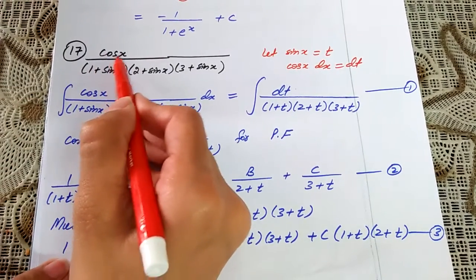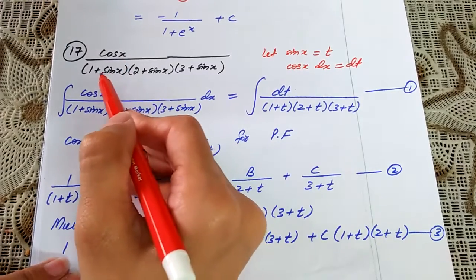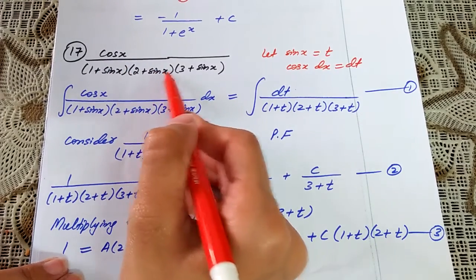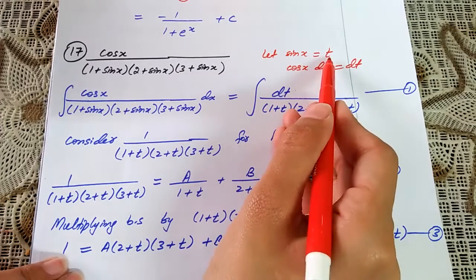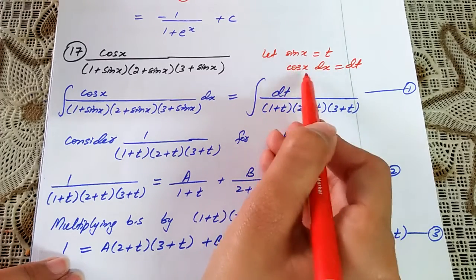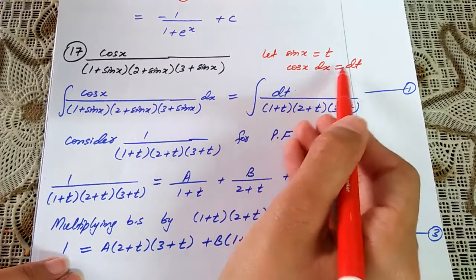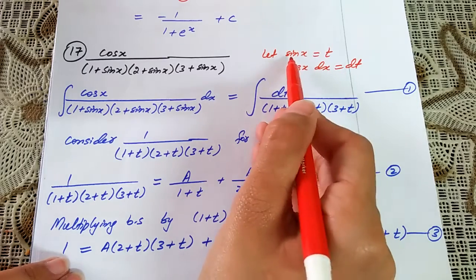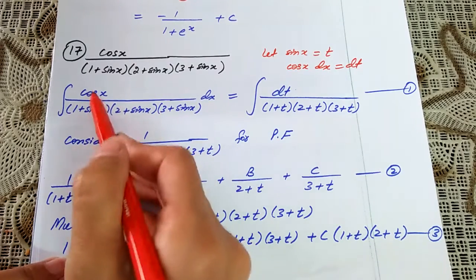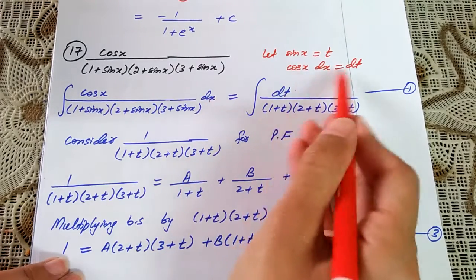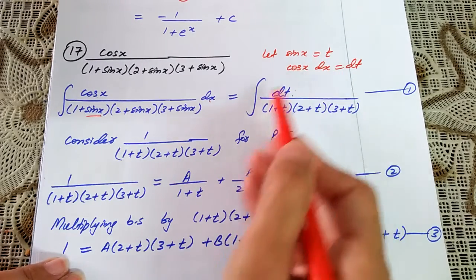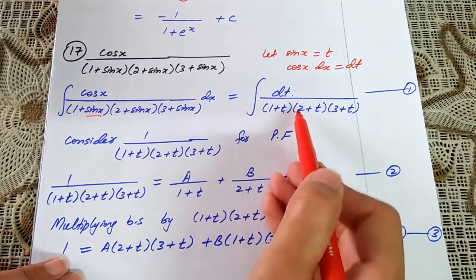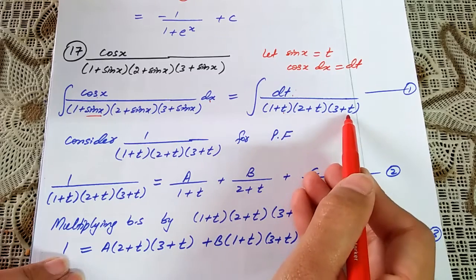Question number 17. Integrate cos of x divided by 1 plus sine of x, 2 plus sine of x, 3 plus sine of x. Just let sine of x equal to t. Then the derivative will be cos of x dx equals to dt. Replace the values in this integral. Cos of x dx will give us dt. In place of sine x, replace it with t. We will get 1 plus t into 2 plus t into 3 plus t.